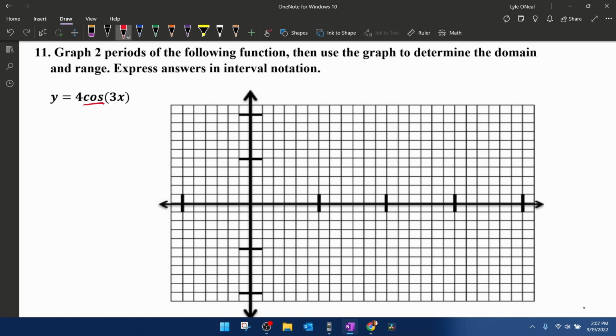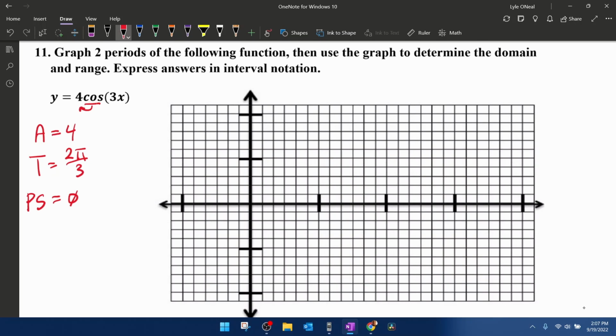So here we have a cosine function. We can see that the amplitude is going to be 4 because it is the absolute value of the coefficient of the trig function. The period is 2 pi over b. B is 3 in this case. And the phase shift is non-existent because we have no value for C. So now that we know the amplitude, period, and the phase shift, we can go through our graphing technique.